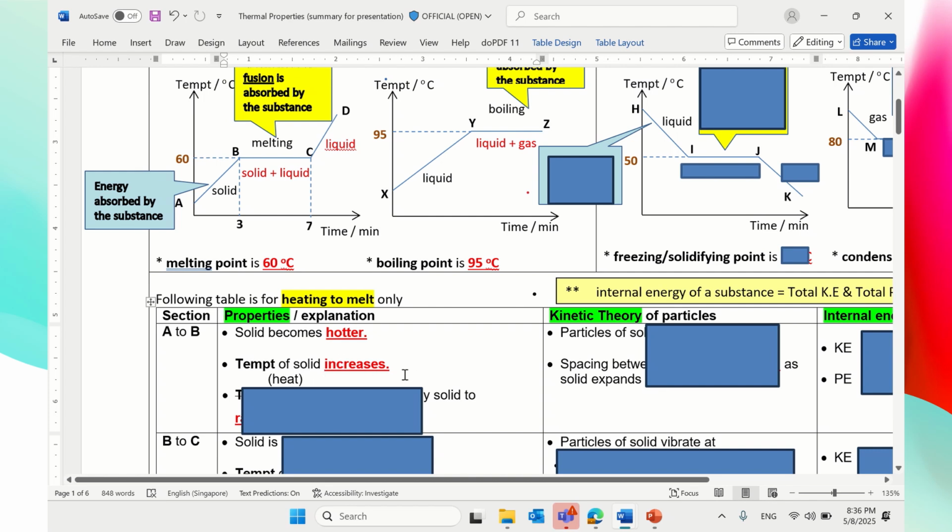Now, talking about the energy, in terms of energy, from A to B, still on A to B, the temperature rising means the energy is absorbed by this solid. Energy is absorbed by the solid to raise its temperature. So if I ask you what happened to the energy from A to B, you have to be able to say the energy is absorbed by the solid to raise its temperature.